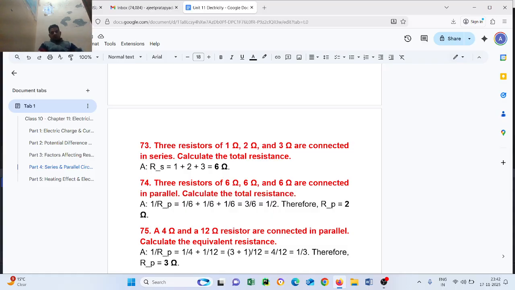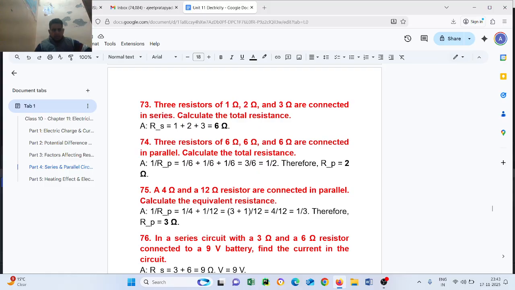Question number 74. Three resistors of 6 ohm, 6 ohm and 6 ohm are connected in parallel. Calculate the total resistance. 1 upon Rp equal to 1 upon 6 plus 1 upon 6 plus 1 upon 6 equal to 3 by 6, equal to 1 upon 2, therefore Rp equal to 2 ohm.